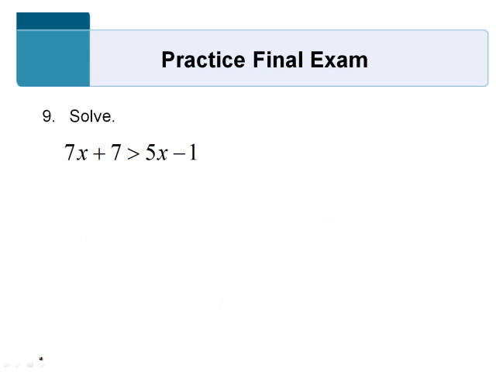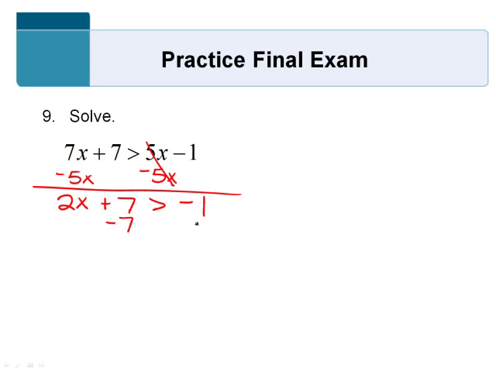All right, number 9, we have an inequality to solve. So our first step is we want to get our variables together on the same side of the inequality sign. And I'm going to definitely move these to the left. So I'm going to subtract 5x from both sides. So what's 7x minus 5x? That's going to give you 2x. Plus 7 is greater than, 5x's cancel, greater than negative 1. Now we need to get rid of the 7, so subtract 7 from both sides. 2x comes down and is greater than negative 8. And then divide by 2 on both sides.